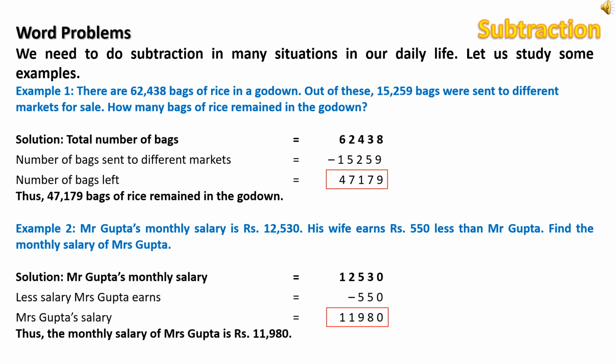that is equal to 11,980. So you can write in the answers column, the monthly salary of Mrs. Gupta is 11,980.